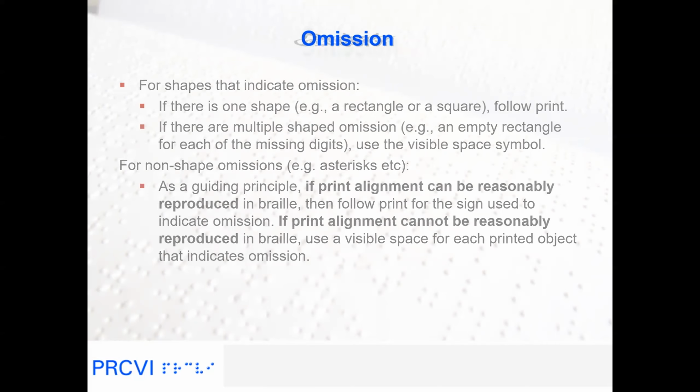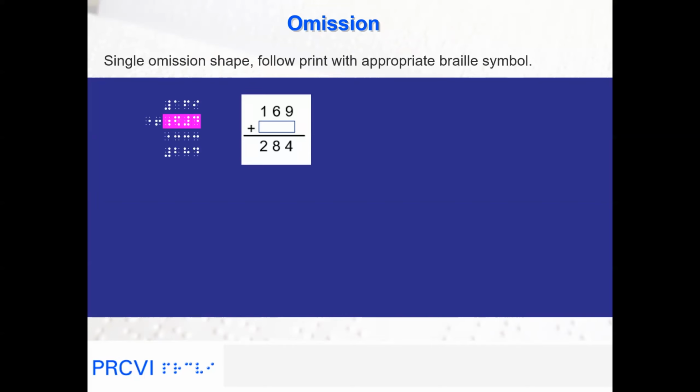For single omission shape, follow print with appropriate Braille symbol. Let's look at the example for single omission shape. In print, one rectangle is used for missing digit. In Braille, Braille symbol for rectangle is used. Grade 1 symbol, dot 5 6, is required before the shape indicator. Circle is used in print. Corresponding Braille symbol for circle is used. Grade 1 symbol is required before the circle.